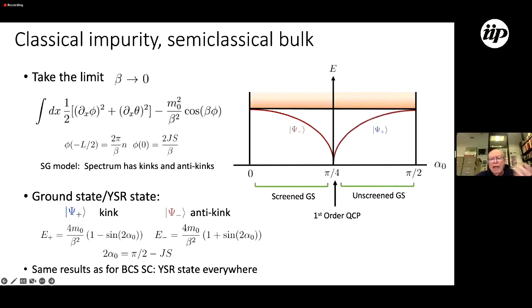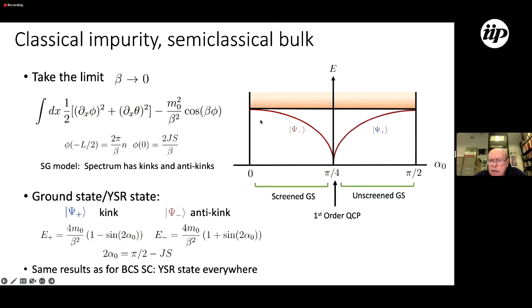In the end, we are taking the semi-classical limit, where beta goes to 0. When beta goes to 0, then we have to look for configurations phi which minimize the action. And these are solitons, subject to this boundary condition. So we have a spectrum of kinks and anti-kinks. And we find that the ground state, namely the YSR state, consists of a kink with this energy here and an anti-kink with this energy.